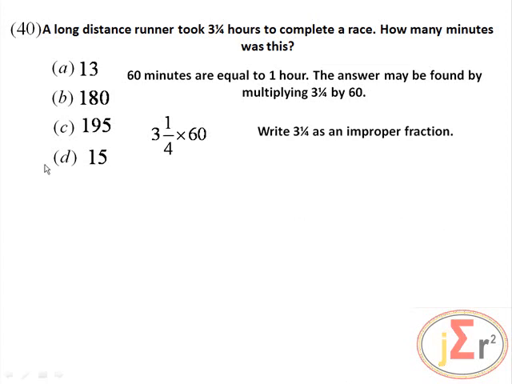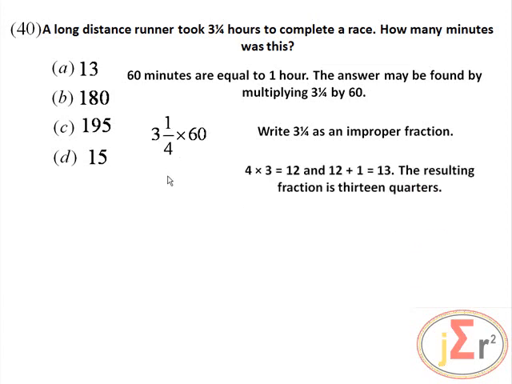So write 3¼ as an improper fraction. How do we do that? 4 threes, 12, plus 1, 13. So the resulting fraction is 13 over 4. So we say 13 quarters. And we multiply that by 60.